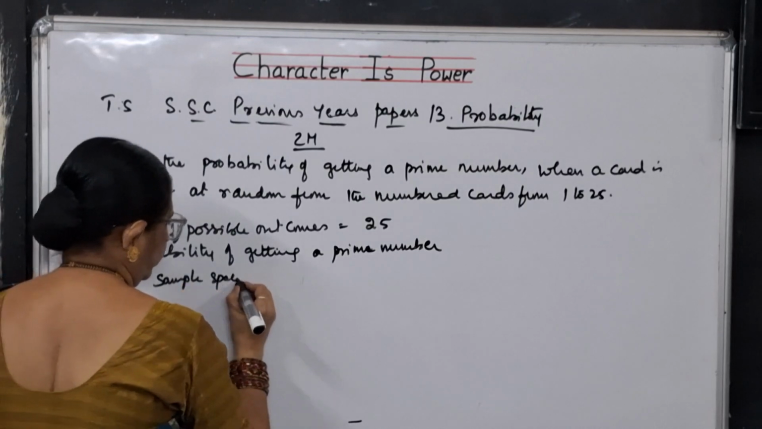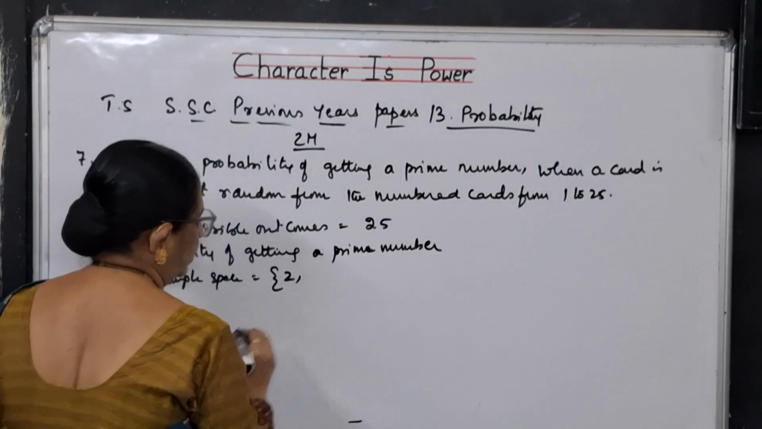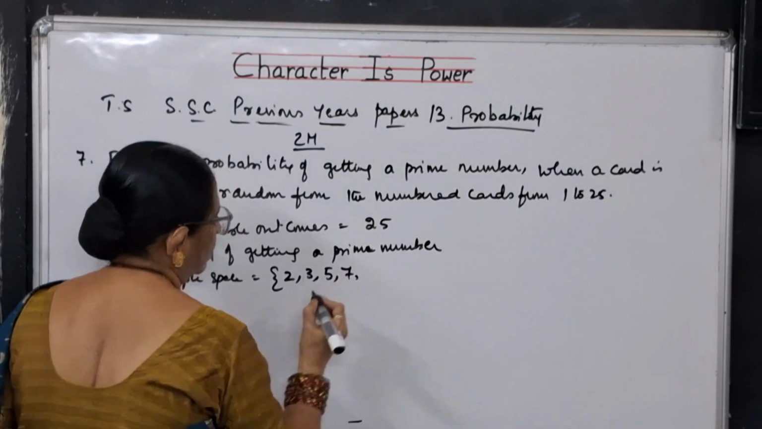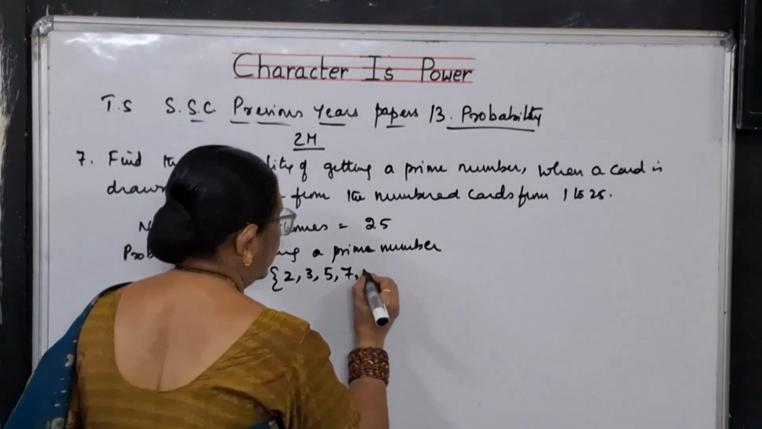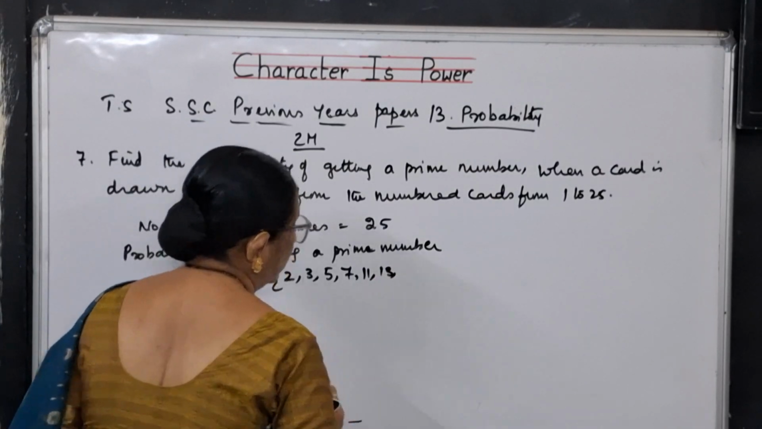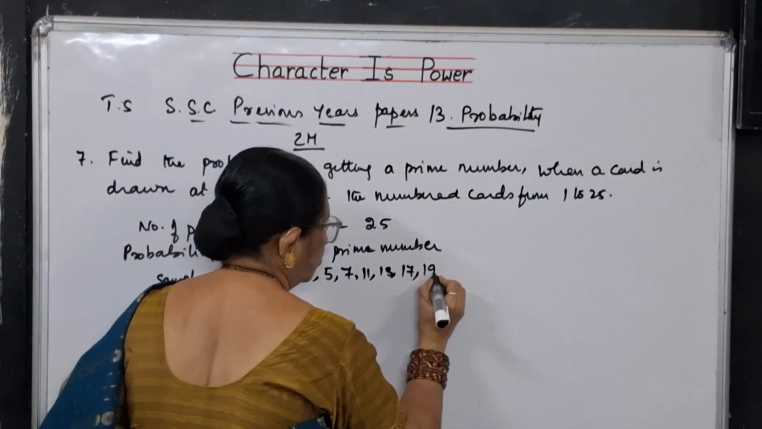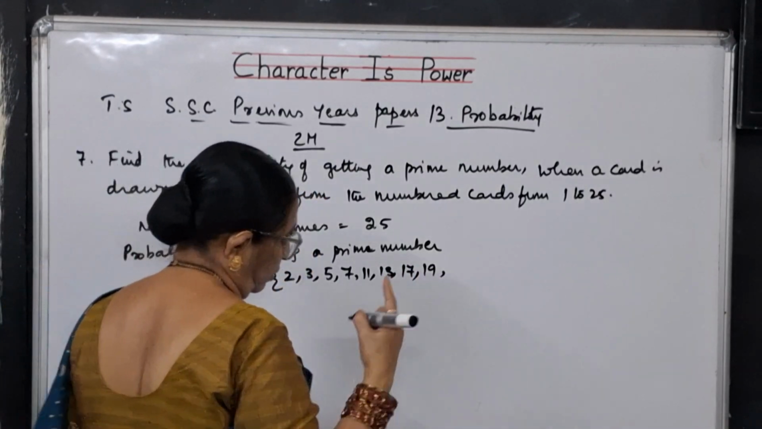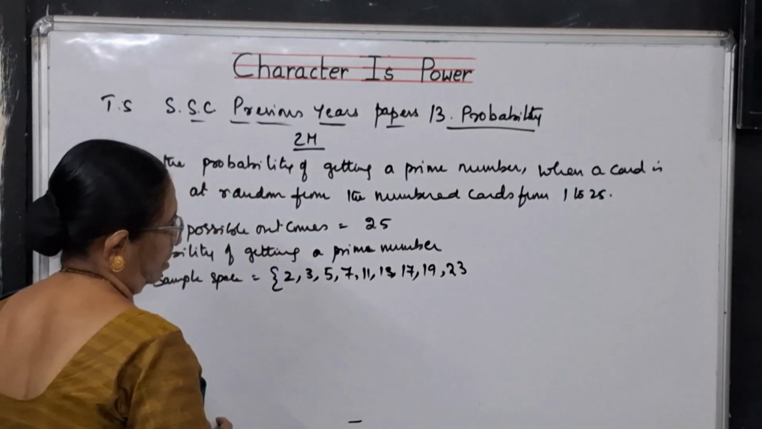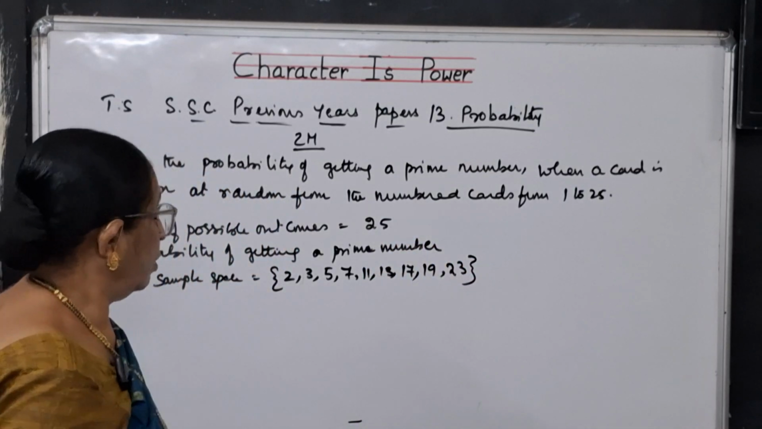What is the sample space? 1 is neither prime nor composite, 2 is prime, 3 is prime, 5, 7, then 8, 9, 10, 11, 12, 13. Then 14, 15, 16, 17 is a prime number, 19 is a prime number, 20, 21, 22, 23 is a prime number. Then that's all. These are the prime numbers because the number should be up to 25.